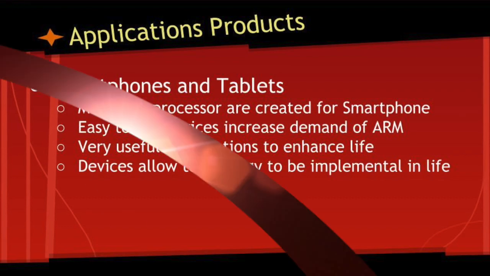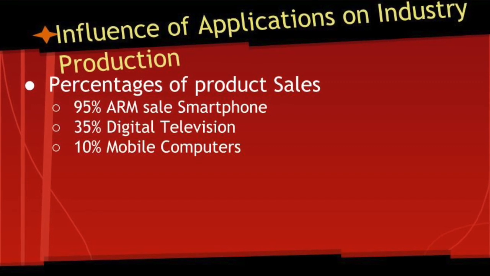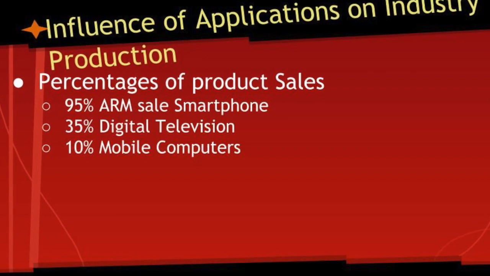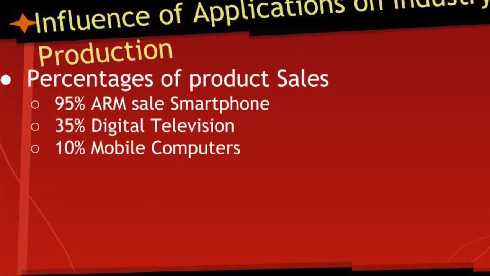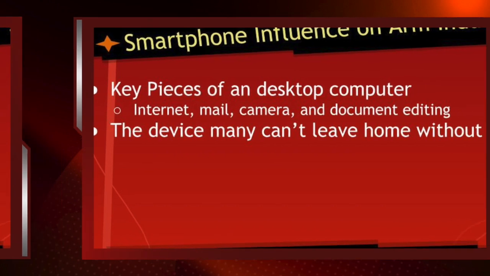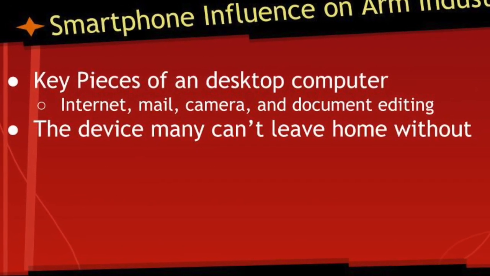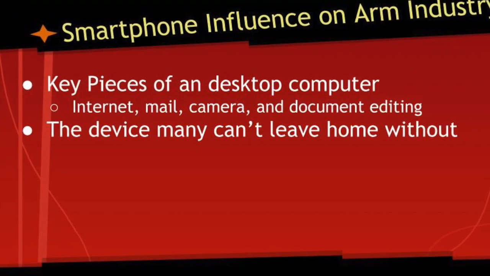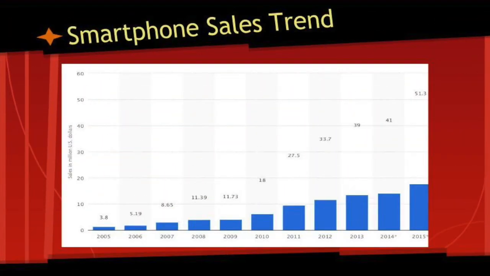So the ARM production percentages wise, 95% of ARM sales are for smartphone, 35% for digital television, 10% for mobile computers. The reason why smartphone influence the ARM industry in such a huge way is that they take away the key pieces of a desktop computer, like the internet, the mail, the camera, and document editing. The ARM industry is so implemented in people's lives. Like, it's at the point where you can't leave home without your cell phone.